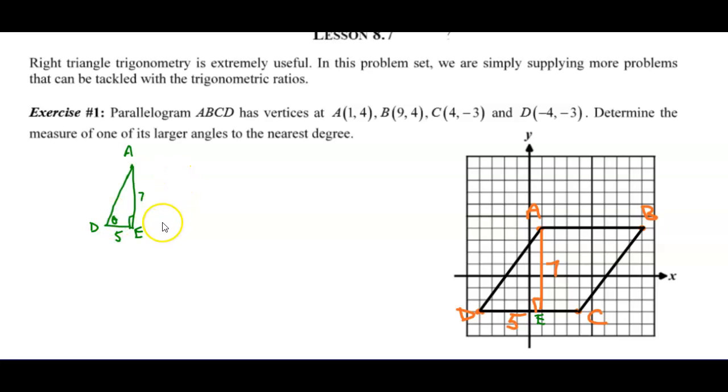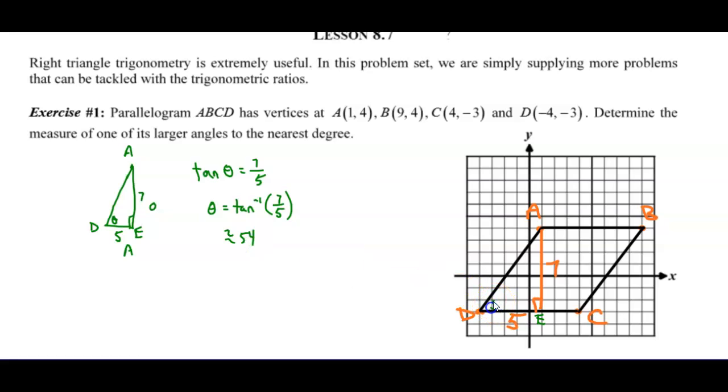Okay, so let's see. 7 is opposite from theta. 5 is adjacent. Still labeling O and A after all this time just because it helps me so much setting up my trig ratios. Tangent for O and A. Tangent of theta is equal to 7 over 5. So theta must be inverse tangent of 7 over 5. And I'm getting about 54 degrees for that.